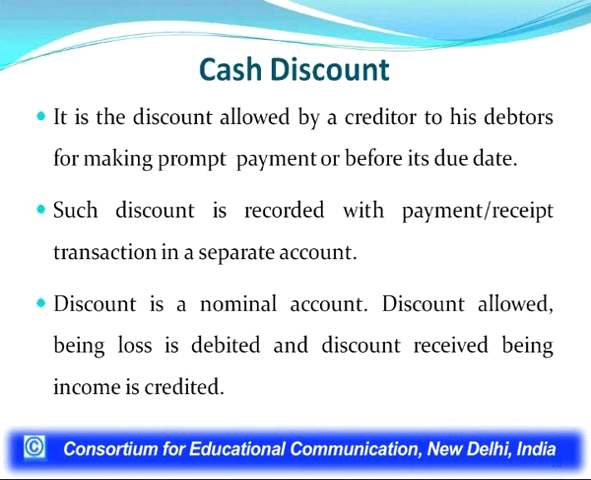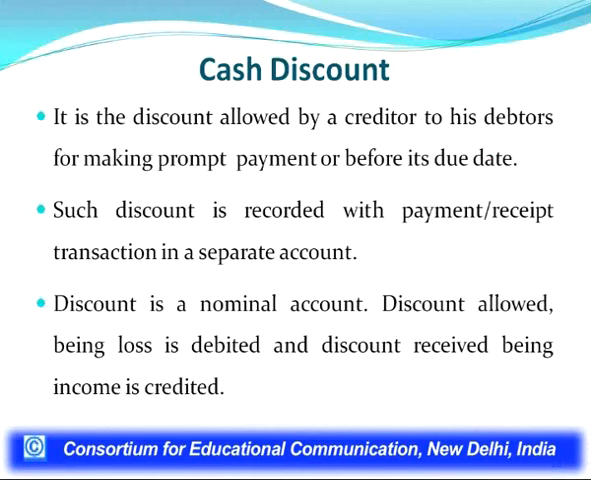Normally in business, credit is allowed. But suppose the seller wants immediate payment, prompt payment. So, why should the buyer pay? He may ask for a discount. So, when the discount is allowed by a creditor to a debtor for making prompt payment or before its due date, then the discount allowed is called the cash discount.